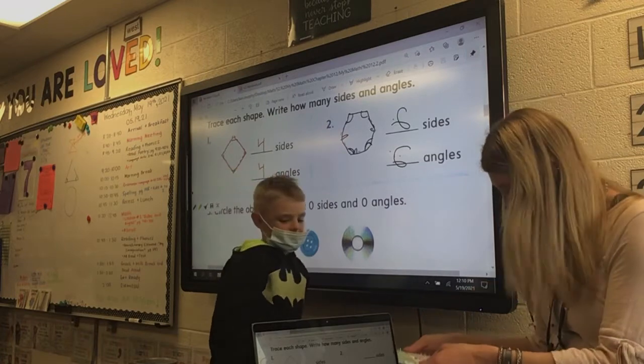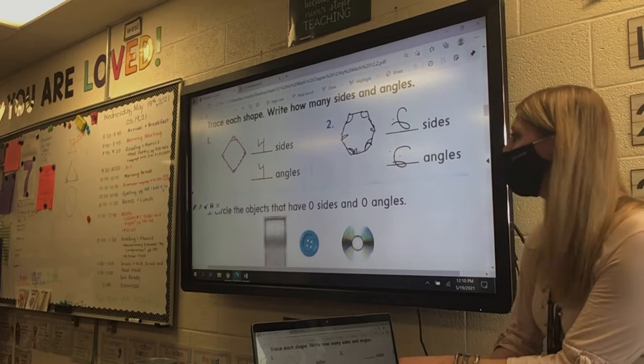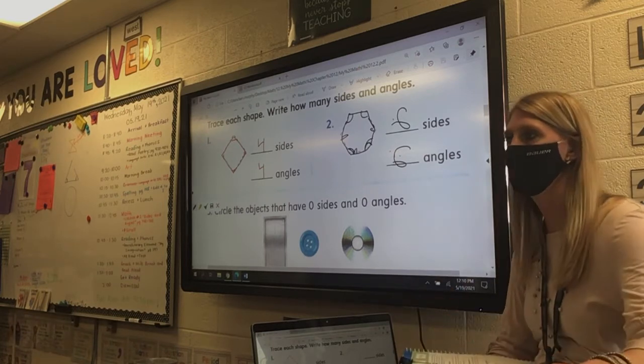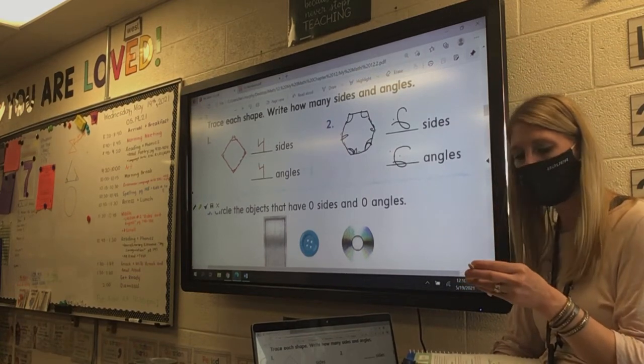Very good. All right, great job. All right, now, down below, circle the objects that have 0 sides and 0 angles. So what shape would that be? Let's see if this person can come circle it.